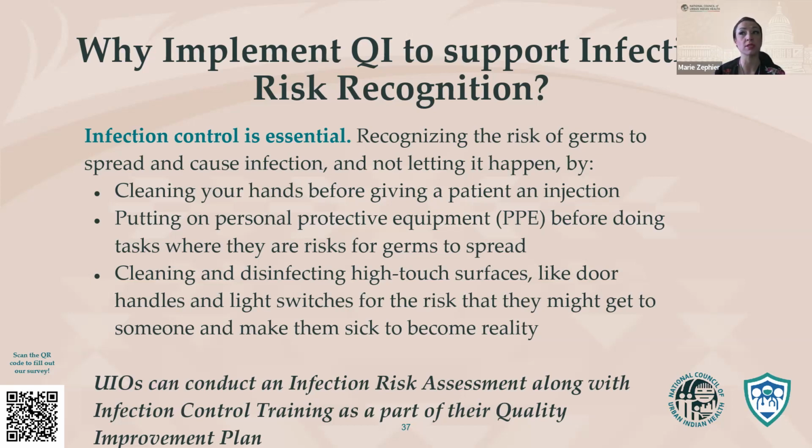UIO staff are often American Indian people, and they know their communities. They're from them, tribal members. Identifying these stakeholders helps to increase awareness and also creates buy-in where the people involved in the change process can really have ownership and feel proud of those changes. American Indian people are actually historical planners, and talking in change teams, it helps create that buy-in through relational models and also the talking circle that's typical in many of these communities. UIOs can conduct an infection risk assessment along with IC training as part of their QI plan. Next slide, please.